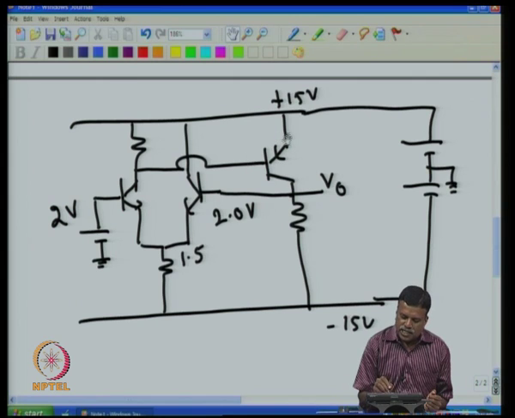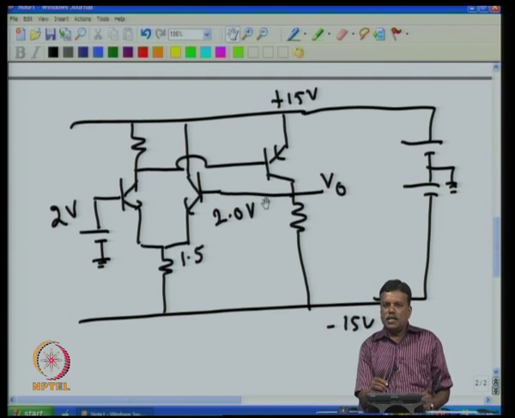But then this is not a serious problem, because even if it needs only 0.5 and if this voltage is 0.6, then it will automatically conduct heavily and this voltage will go high. If this goes high, then this will go high and that will make this difference small and this will conduct less. So, automatically the voltage will come down. So, this base emitter voltage has only secondary effect, and that also is not going to affect the output voltage.